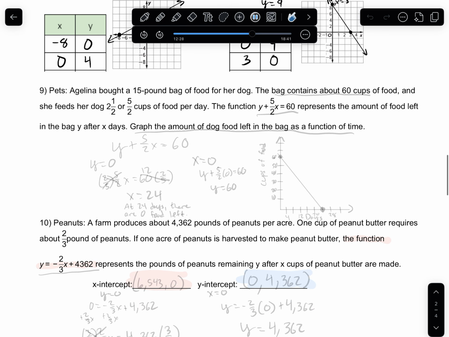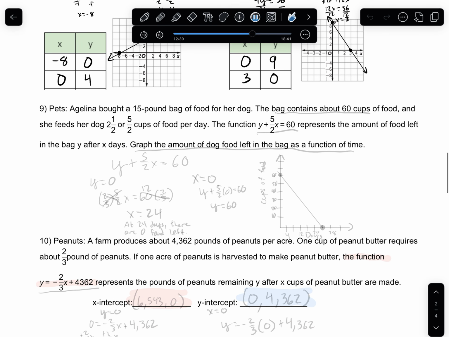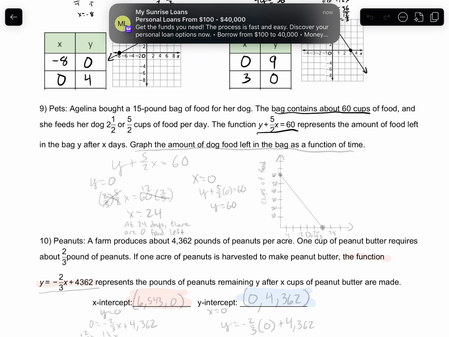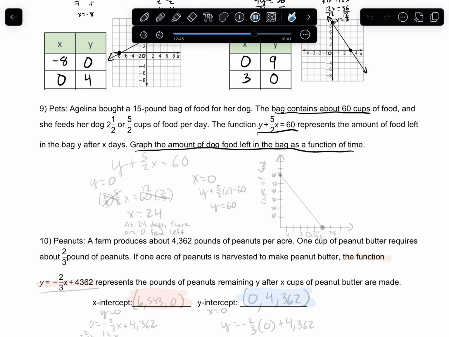So for this particular question, I don't have to read it. So I'm assuming that on day 0, this person has 60 cups of food. And this is a function that we're given. So they want us to graph the amount. So I'm just going to make my little graph as pretty as I can make. All right. And then here's what I'm going to do.